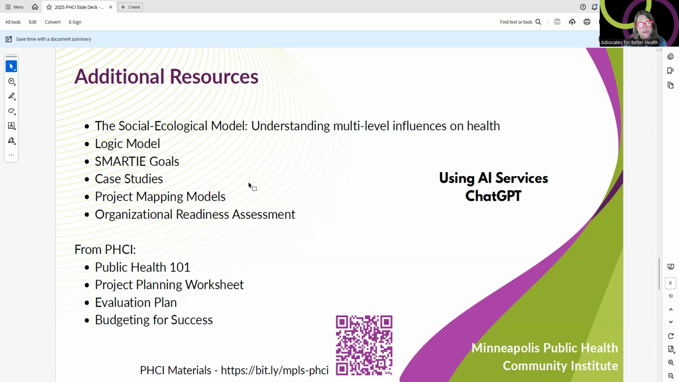So we'll go over the social ecological model, understanding multi-level influences on health. We'll look at logic models. We'll look at SMARTY goals. There's some case studies, project mapping models, and organizational assessments. When you watch number 3, the core competency, they're going to really spend some time in the logic models, SMART goals, and social ecological models.